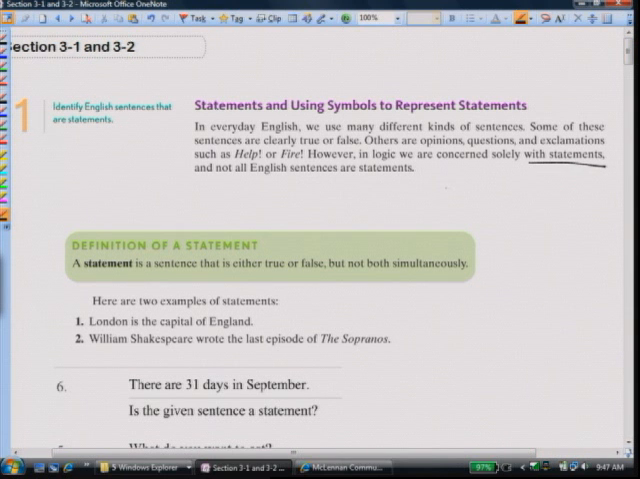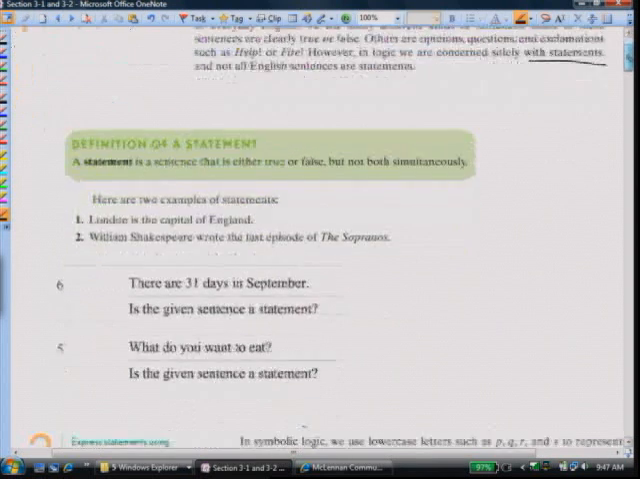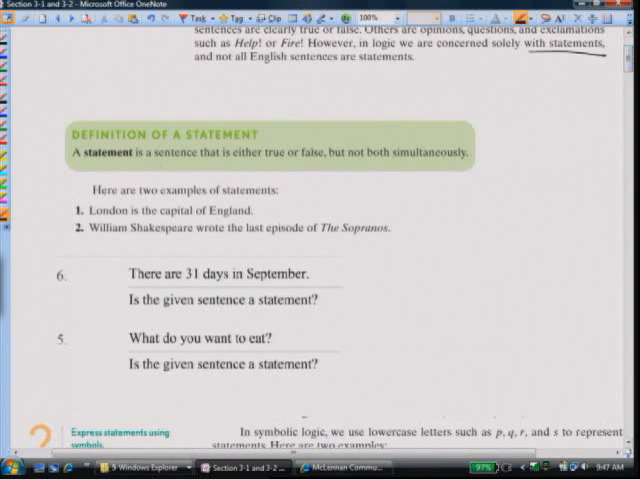So we're going to have to do some homework problems, like the first 8 problems. You have to decide whether it's a statement or not. The way we decide it's a statement is a sentence that is either true or false, but not both simultaneously. All right, sounds good. What is an example of a statement that is both simultaneously?